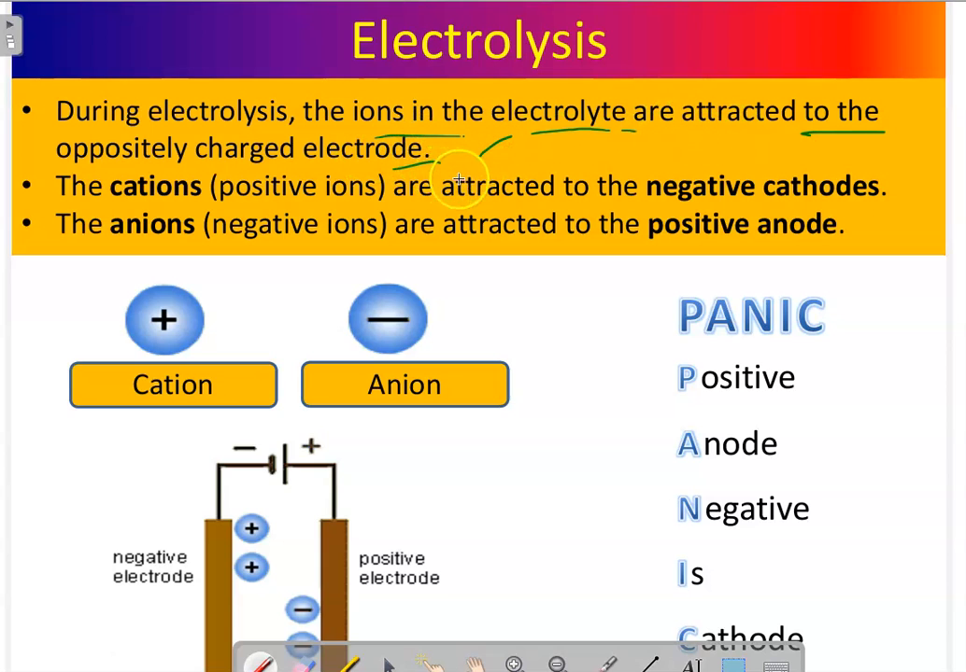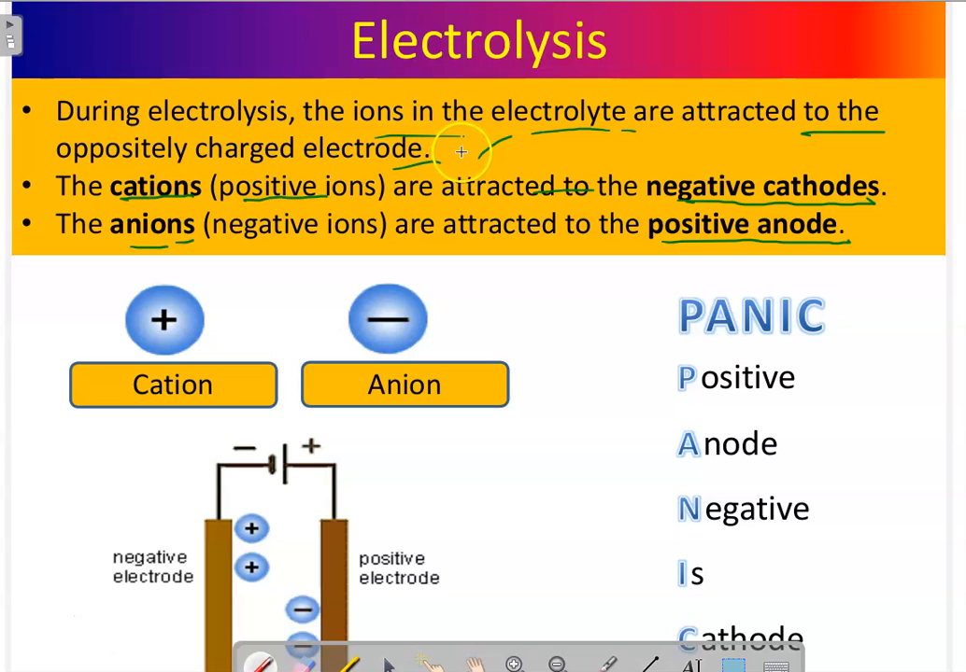Now, what this means is that, remember we have two ions. We have cations and anions. The cation, which is the positive ion, is attracted to the negative electrode, and the anion, which is the negative ion, is attracted to what? The positive electrode. The general principle is that the ions in the electrolyte are attracted to the oppositely charged electrode.